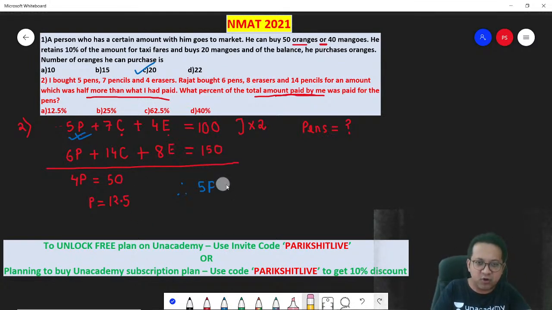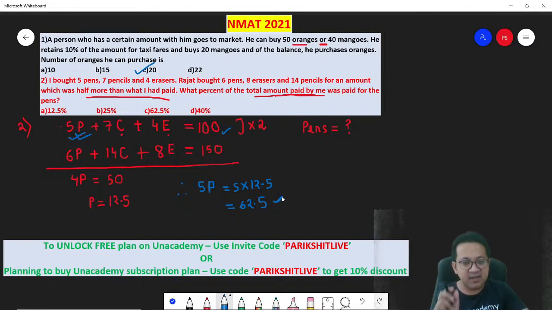5 pens would have cost me how much? 5P, which is 5 into 12.5, which is 62.5. That's the answer. Remember, the total money I assumed is 100. So out of 100, if you are spending 62.5 on pens, it means the total amount spent on pens is 62.5%. Got it? Again, a pretty easy one.